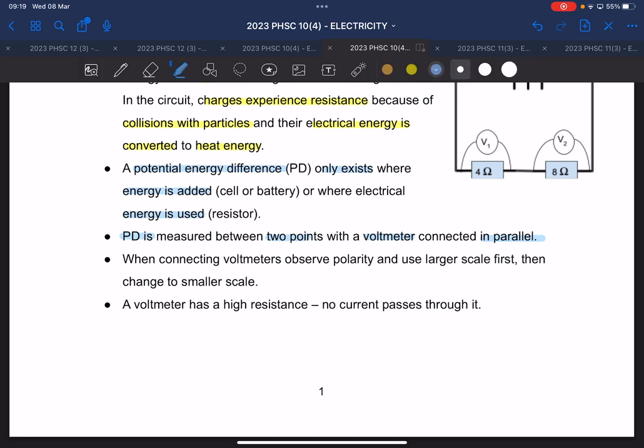Then, when connecting voltmeters, observe the polarity. We said the black is negative, the red is positive. Right? And then use larger scales first and then change to a smaller scale. Why? Okay, that is just basic maths.